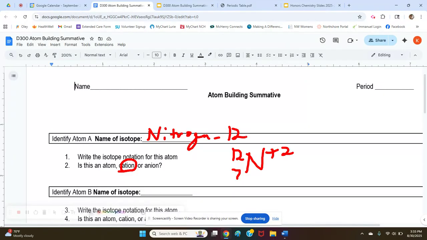The most common misconception with this is that students always forget to put the dash and the number. Make sure you're doing that part so that way you don't get points off.